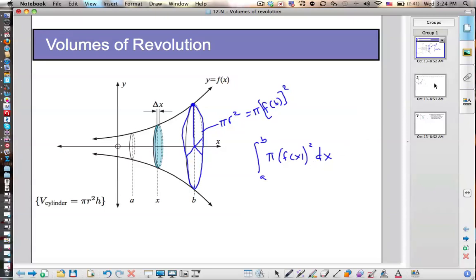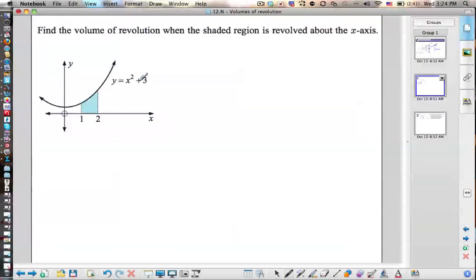So let's go ahead and do one. We have this quadratic, x squared plus 3. We're going to revolve it around the x-axis and find the volume from 1 to 2. So we'll bring the pi out front, because it's constant, and it's going to be confusing enough with all the signs and negatives. So pi r squared.